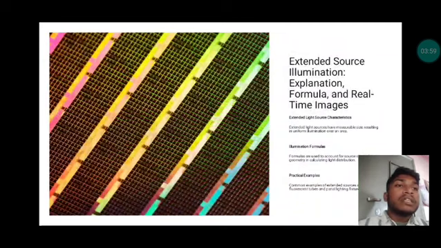And coming to extended source of illumination, explaining formula and real-time images. Extended light source characteristics, illumination formulas, and practical examples. Here we can see the extended light sources have measurable sizes, resulting in uniform illumination over an area. The formulas are used to account for the source's geometry in calculating light distribution. These are the extended sources of illumination.